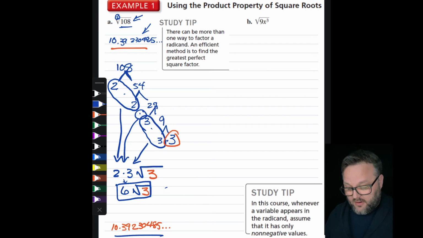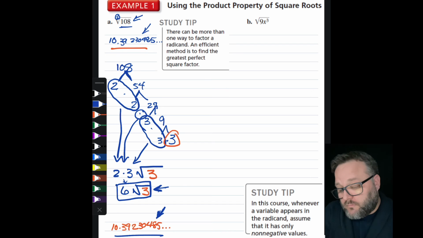This right here is a lot nicer to look at and easier to think about than this. This is blah, blah, blah. This is a little bit easier, okay?